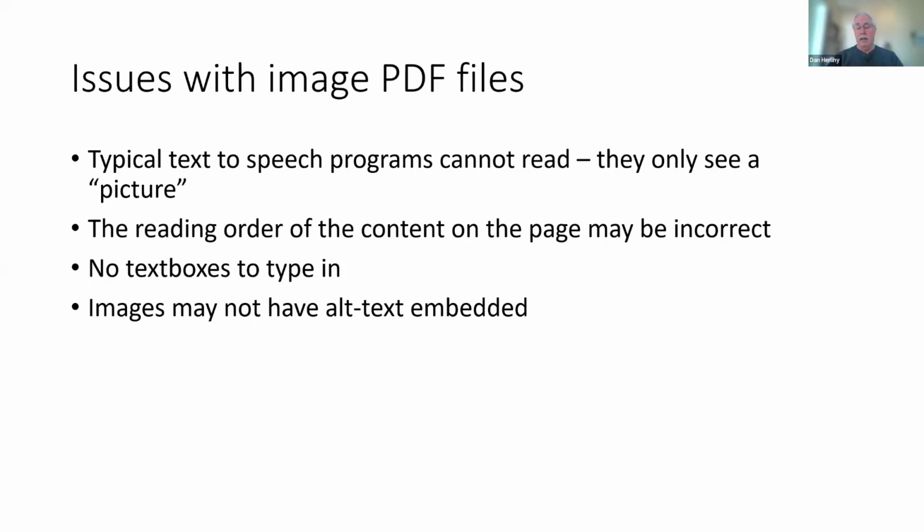There's no text boxes there to begin with to type in. We can create PDF files with, think of the forms that we download sometimes where you click in the form and you go ahead and type, okay? And images may not have all text embedded. So you see the photograph or image or drawing, whatever it is, but something like JAWS, programs like that, just see it as a blank. You're not going to get any information of what it is. So some of the issues we deal with.